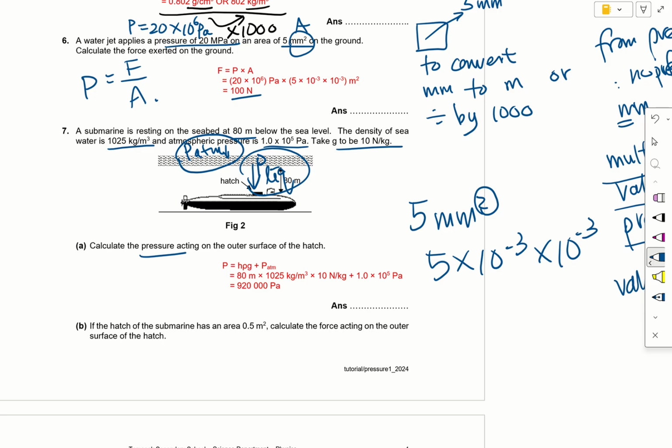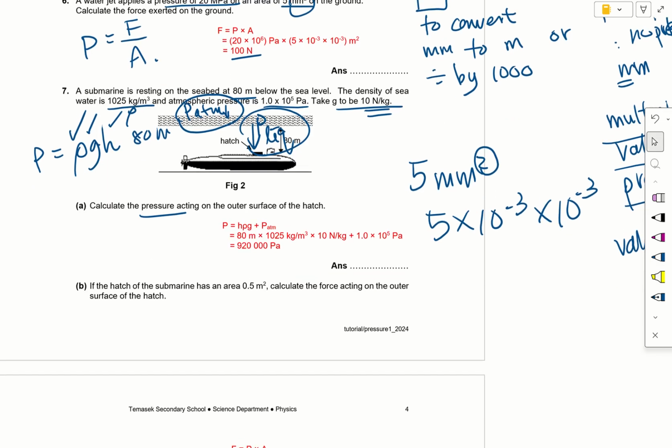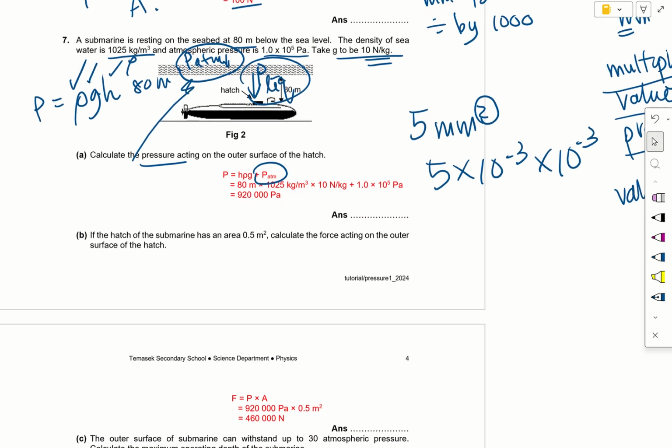So the formula is pressure for liquid is rho GH. I have the density, which is 1025. I have the G, which is 10, and I have the height of 80 meters. Substitute everything in, and on top of that, I also need to add in my atmospheric pressure because it is acting on the liquid surface, and this adds on to the pressure experienced by the hatch.